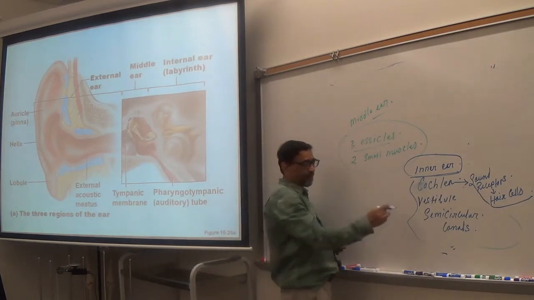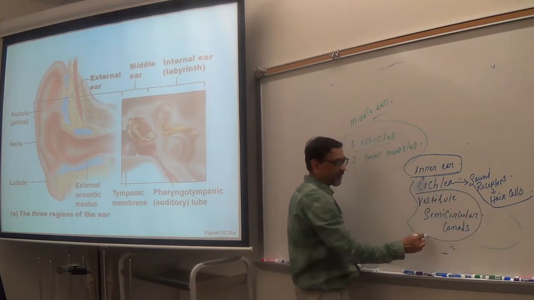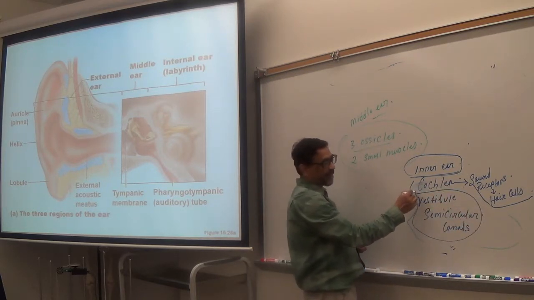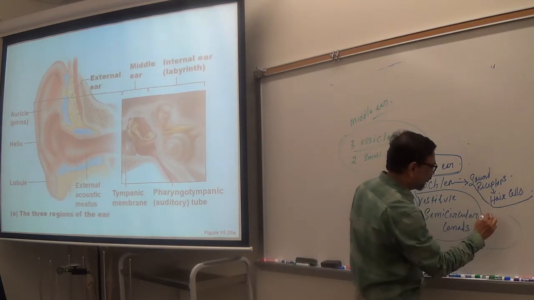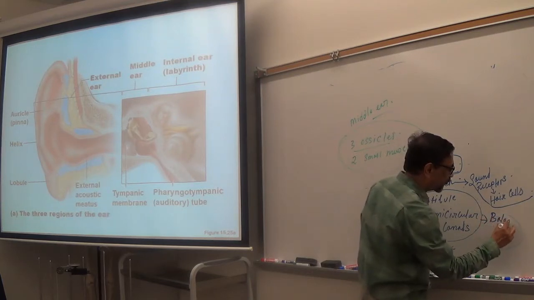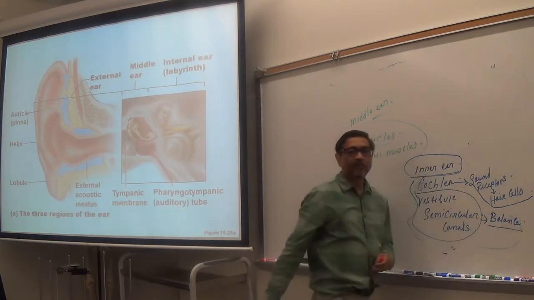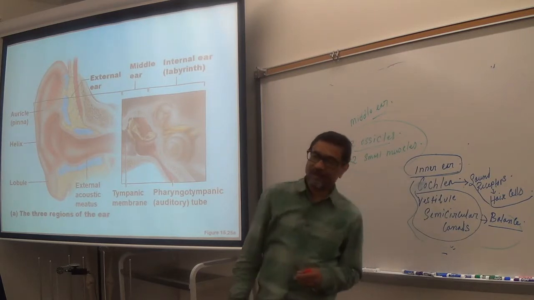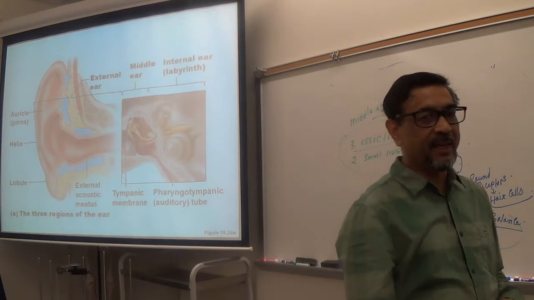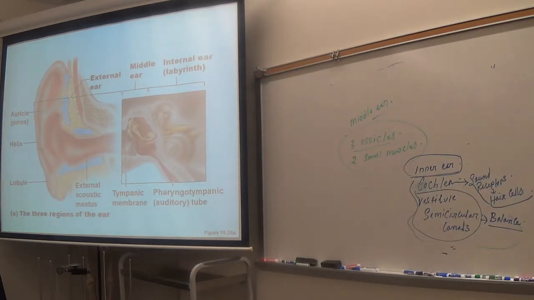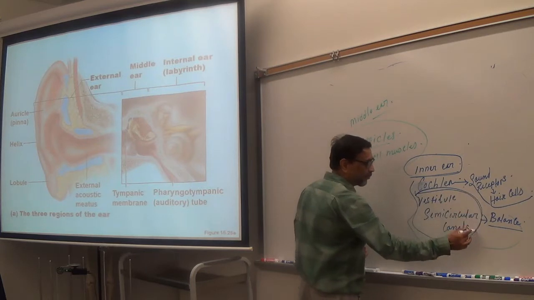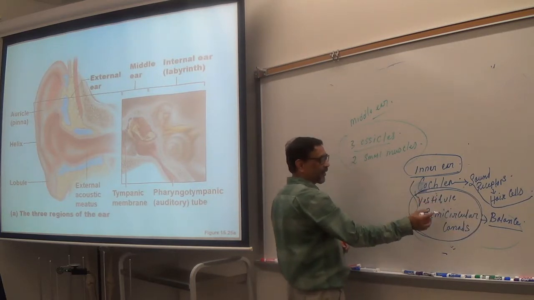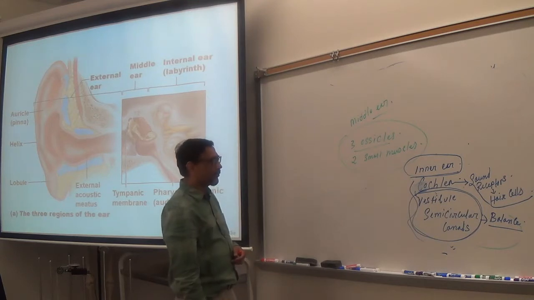Just know that these two structures, vestibule and semicircular canals, are responsible for balance. Responsible for the balance of the body, because they can detect the movement of your head. They can detect the movement of your head, head movement. Okay, so they help to balance the body.